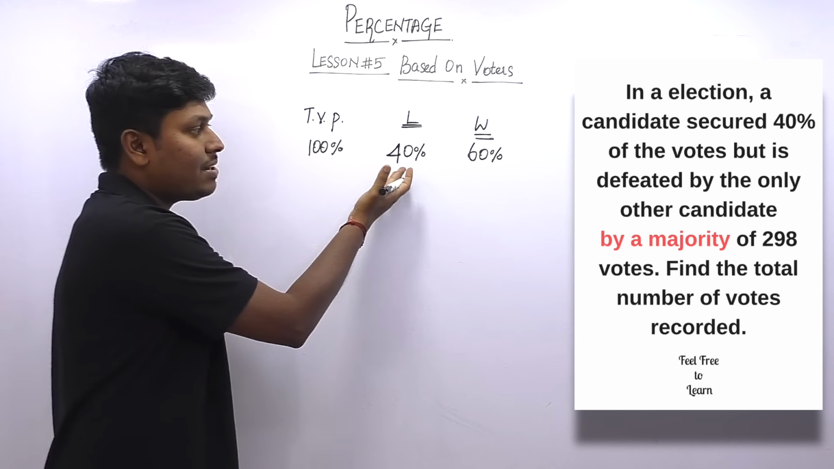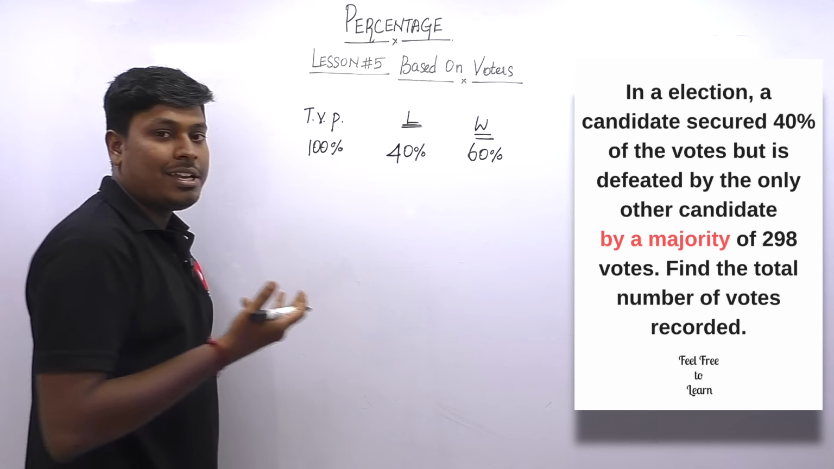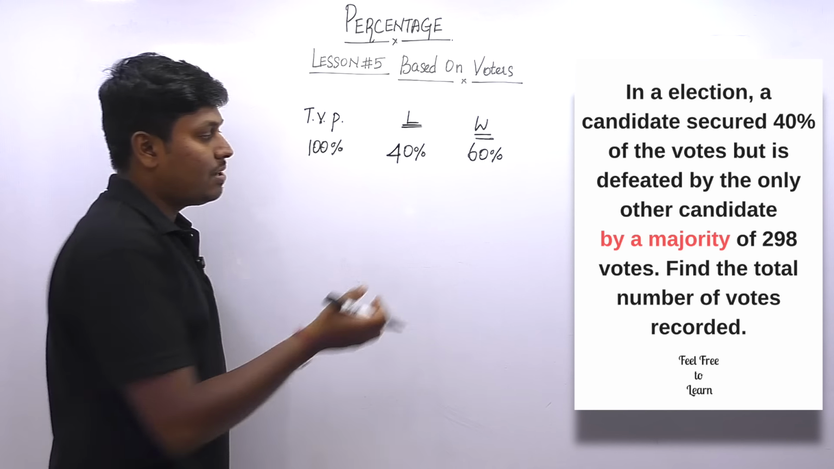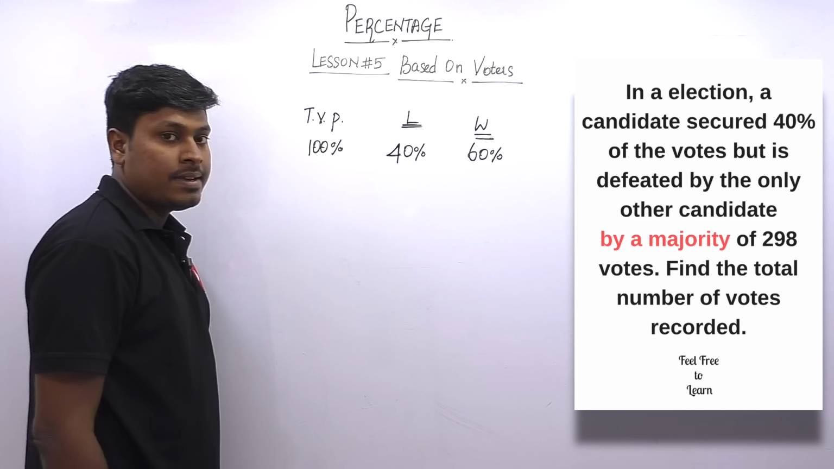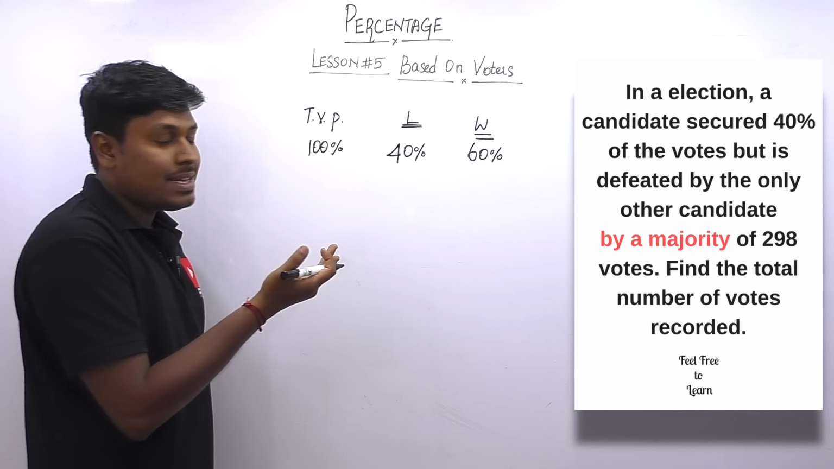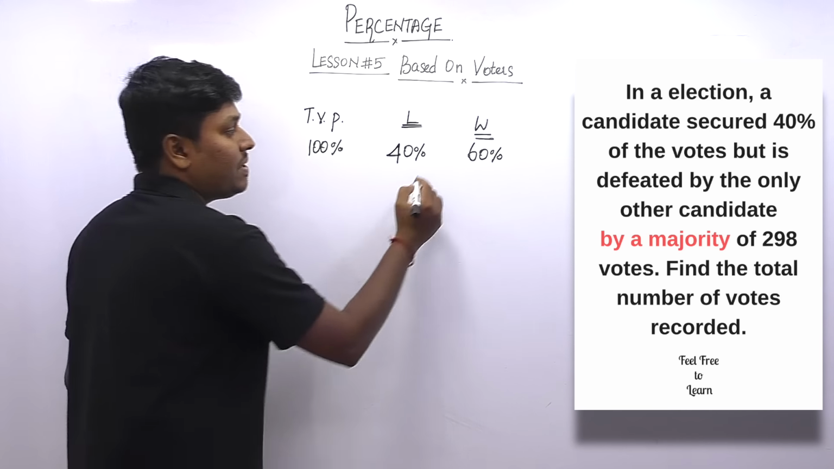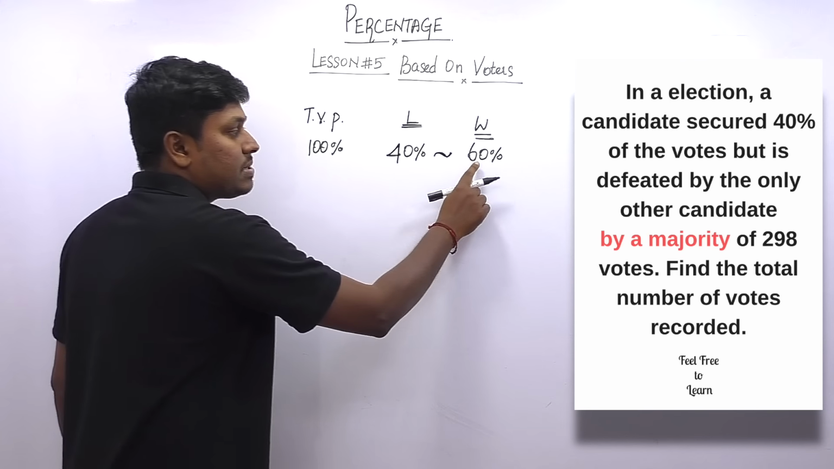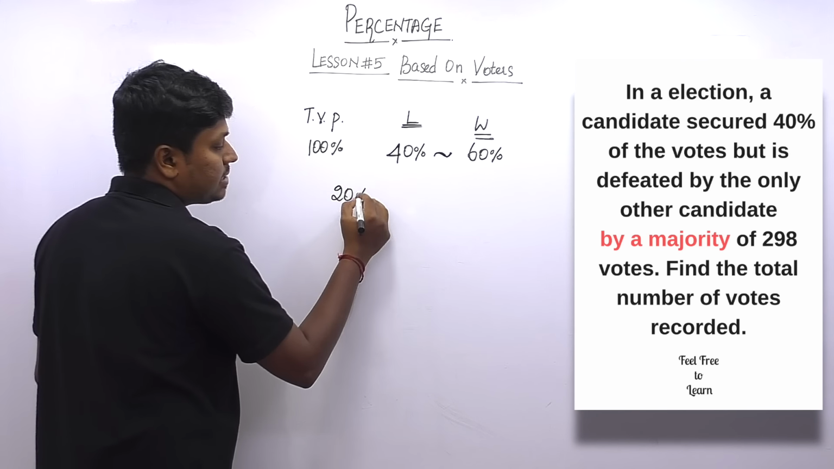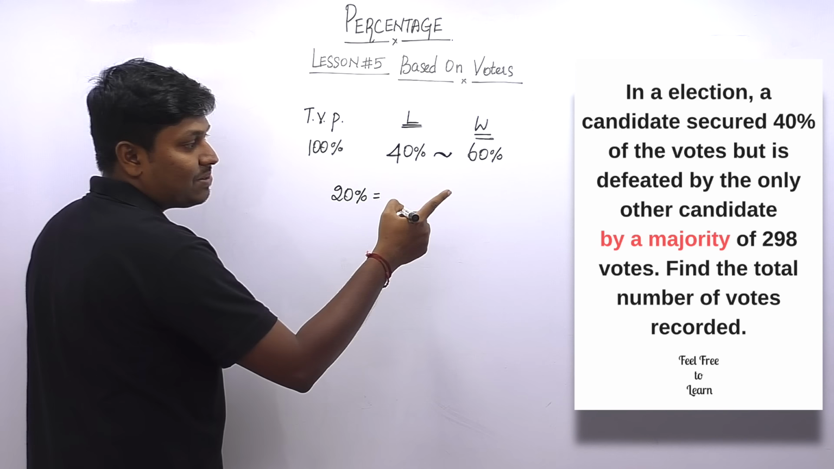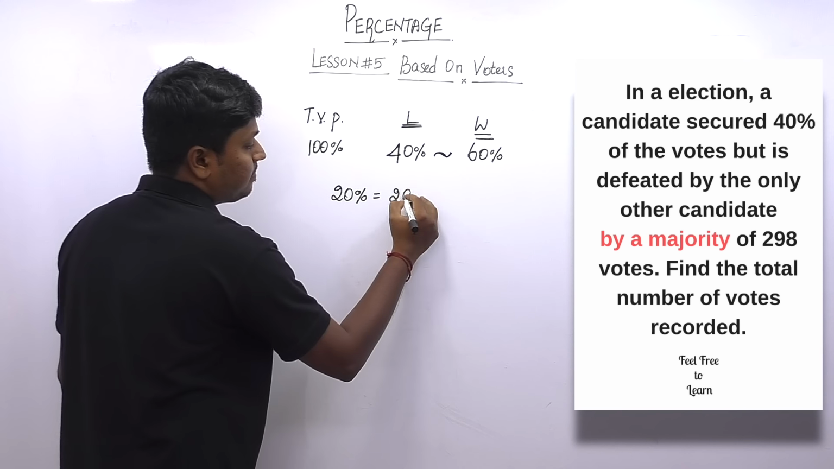And who will be the winner here? Definitely the person who gets the higher percentage will be the winner. So we can say that 60% is the winner, 40% is the loser, and they have given a value called the majority. The winner percentage minus the loser percentage is called the majority. So the difference between 60% and 40% is 20%, and this 20% value they have given as 298.